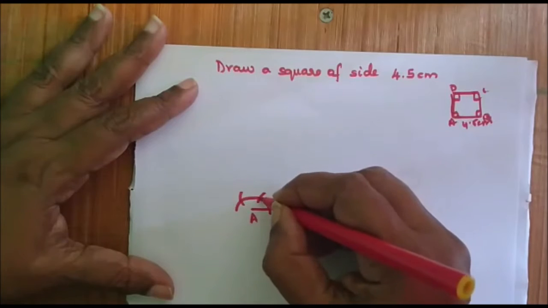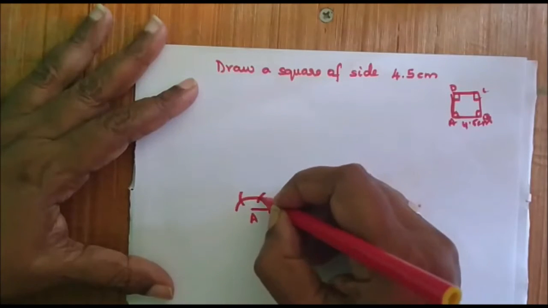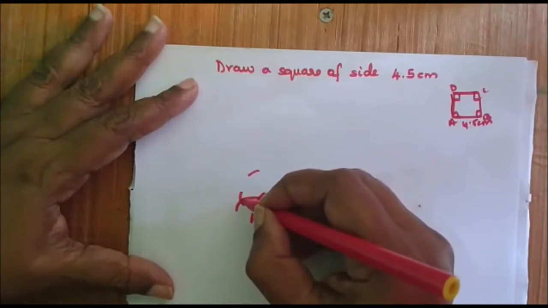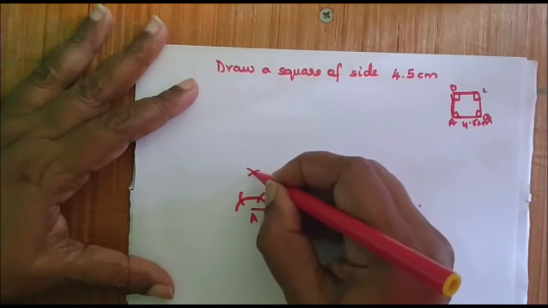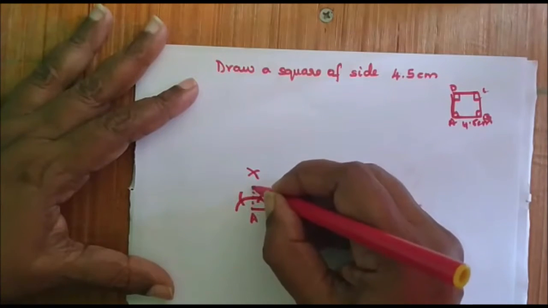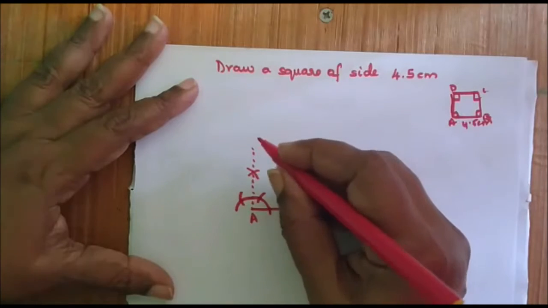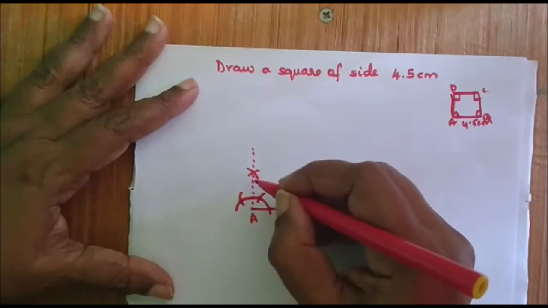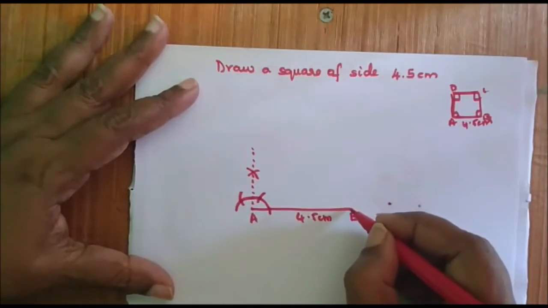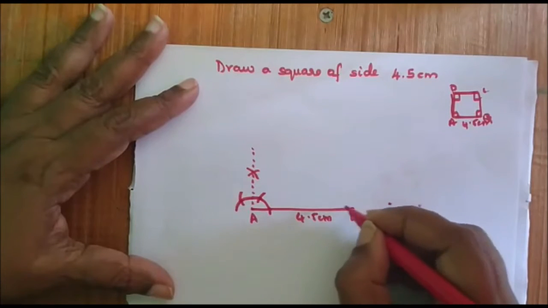Okay. Now I'll keep my compass over here with the same length. I will draw an arc over here. I'll keep my compass here and draw another arc here. I will join this line. Okay. Similarly at B also, I will keep my compass at B.